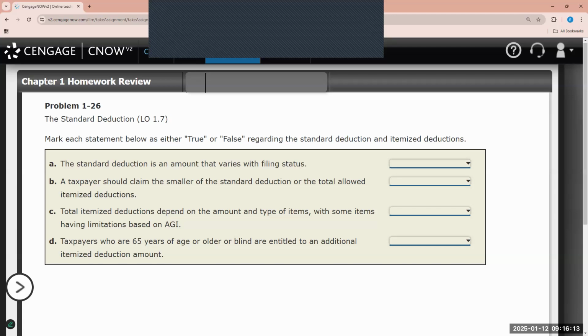Now we move on to discussing what's called the standard deduction. As it relates to the standard deduction, to make it easy, just think of it as an amount of money that the IRS allows an individual, based on their filing status and their age, to keep tax free.